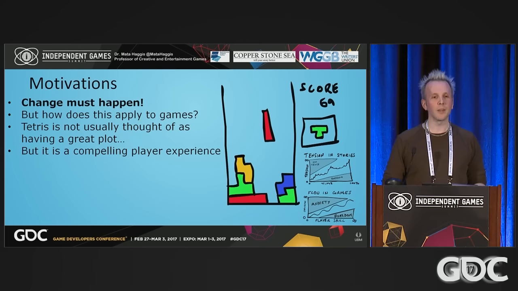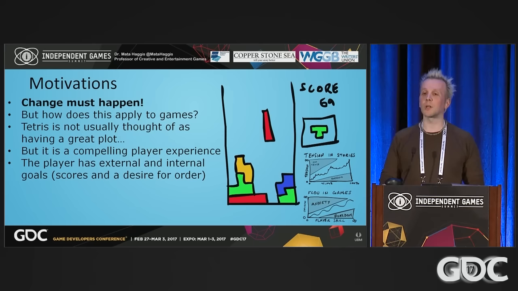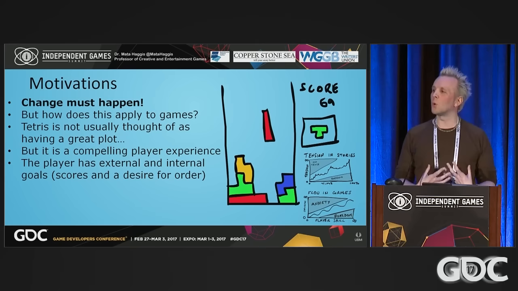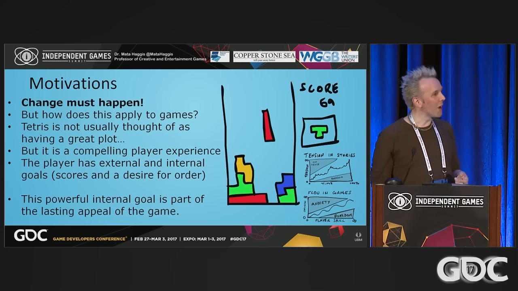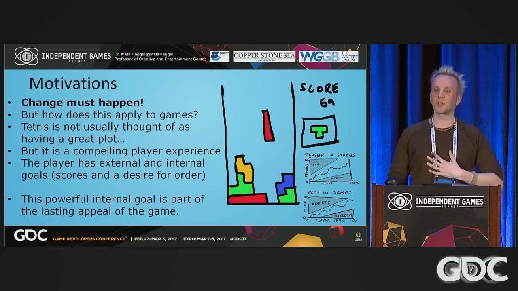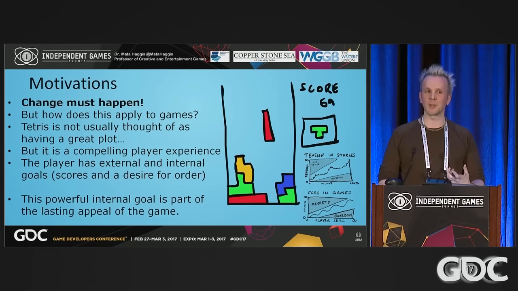And the player has both external and internal goals. We have the score as an external goal, and we have that internal goal, which is kind of a desire for order. Tetris is driven by the thing that we like the world to be slightly neater than it is. And this is a tiny place where maybe, just maybe, we'll succeed in making it happen. And it's always a tragedy, because we always fail. But I think that internal goal is a really powerful part of the lasting appeal of Tetris. That sense of desiring order and it always chasing away from us. That's a very human experience, and I think that's one of the reasons it works as such an enduring appeal for us.